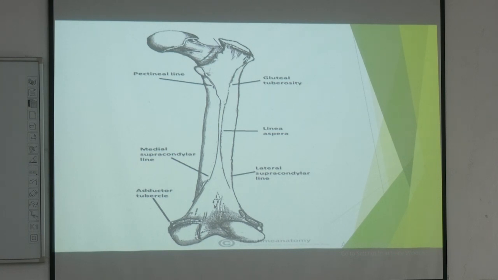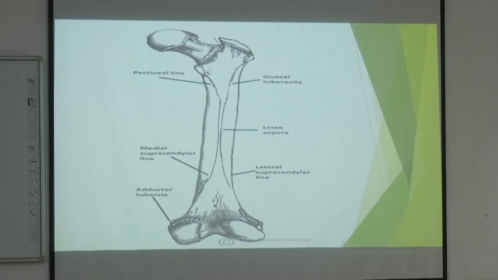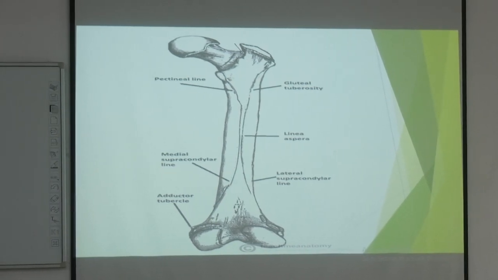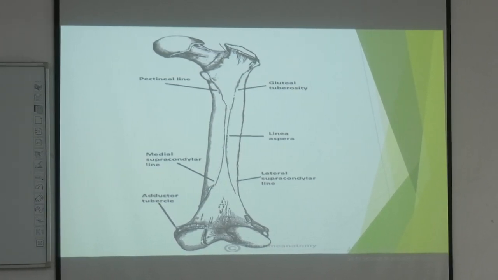What is linea aspera? It's a projected posterior border. How many borders does it have? Together the shaft has three borders. Posterior border. It has two lips. Lateral lip on the lateral side, medial lip on the medial side. Right?